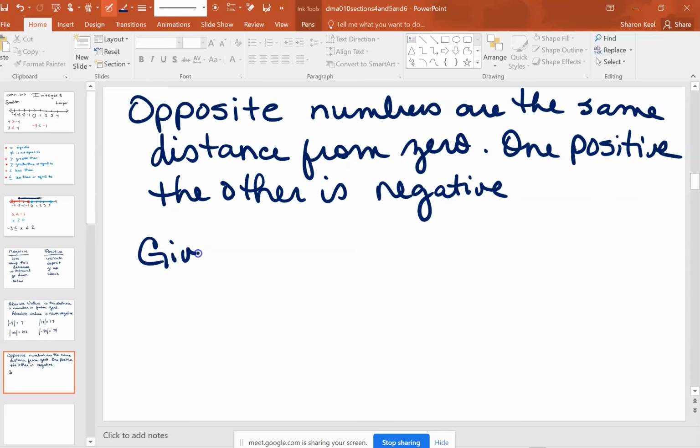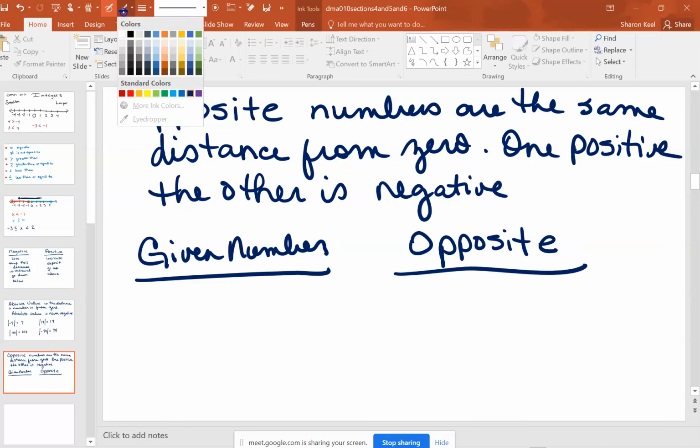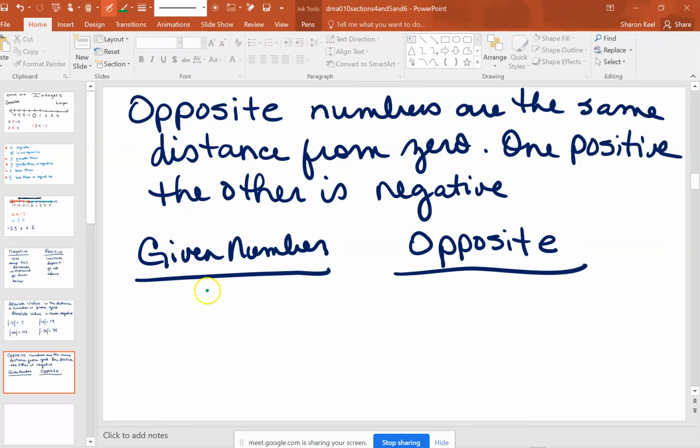So if I give you a number and then I ask you what is the opposite, such as if I give you a 5, what's the opposite of 5? -5. If I give you a -34 and ask you what's the opposite of -34, that would be a +34. So opposites are the opposite of positive or negative of the given number.